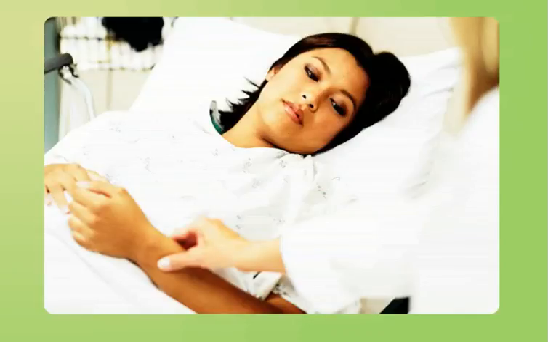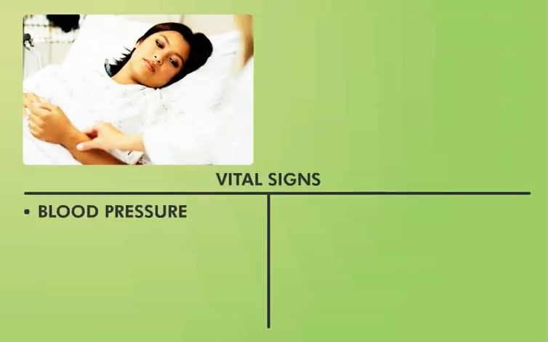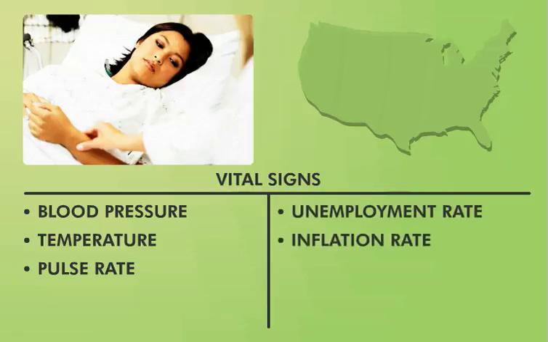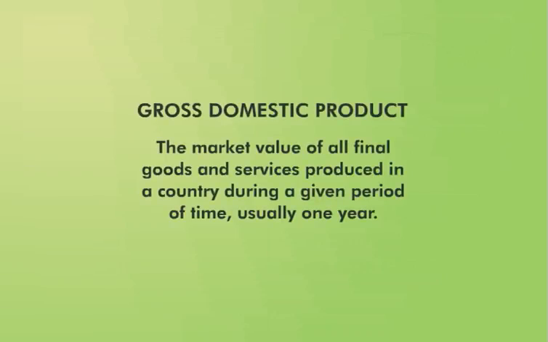When a doctor monitors the health of her patients, she measures vital signs: blood pressure, temperature, pulse rate. Similarly, when we wish to evaluate the health of the economy, we look at certain vital signs: the unemployment rate, inflation rate, and perhaps the most important, the growth rate of gross domestic product, usually called GDP.